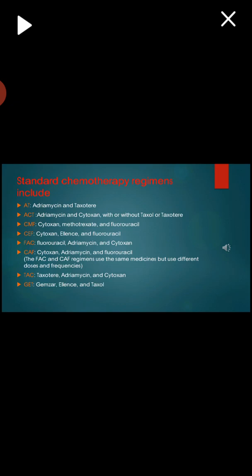7. TAC, Taxotere, Adriamycin, and Cytoxan. 8. GET, Gemzar, Ellence, and Taxol.